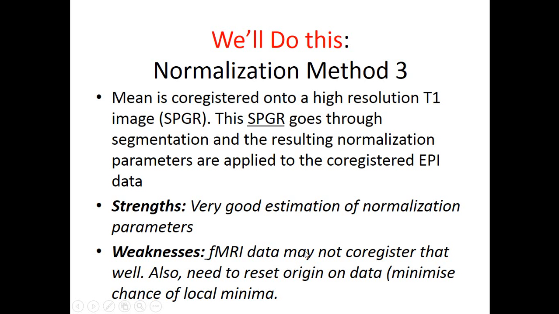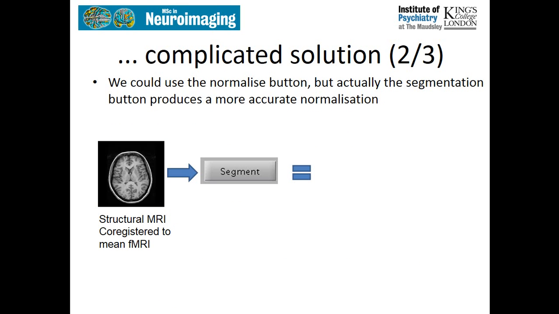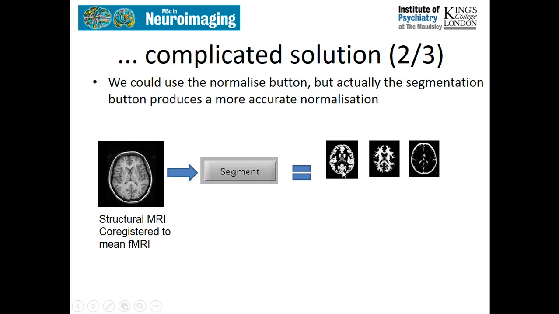The weakness is if the fMRI data doesn't co-register well, then you have that issue. But we set the origin on the images, and that seems to avoid any real problem. And they do look like they've co-registered correctly, so we're happy enough to go forward. Okay, so we segment the images. This gives us grey, white, and CSF segments. It actually gives us 3 more out of that, but that's irrelevant. We don't actually care about those in this case.